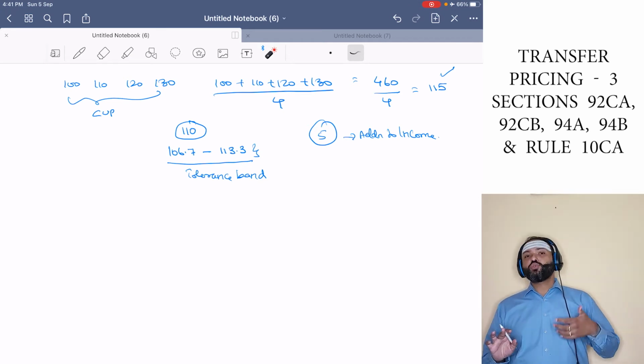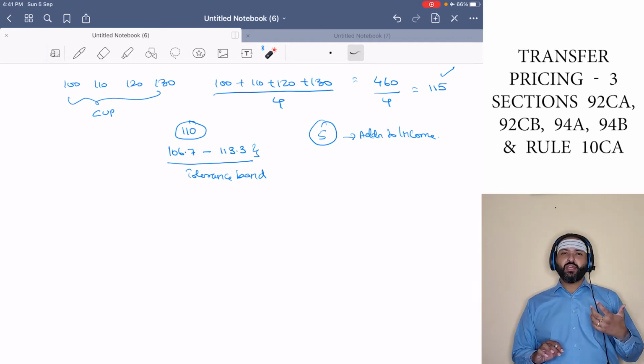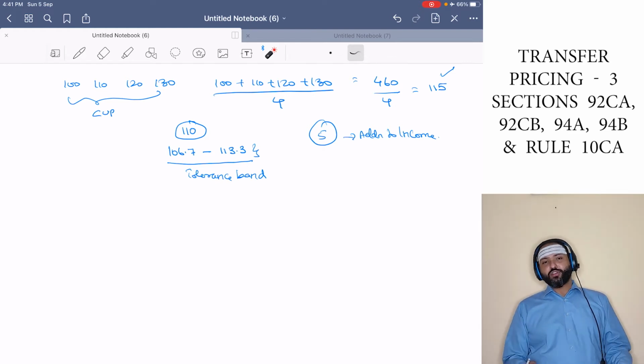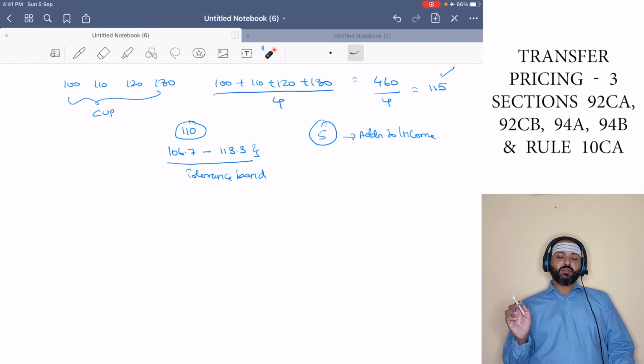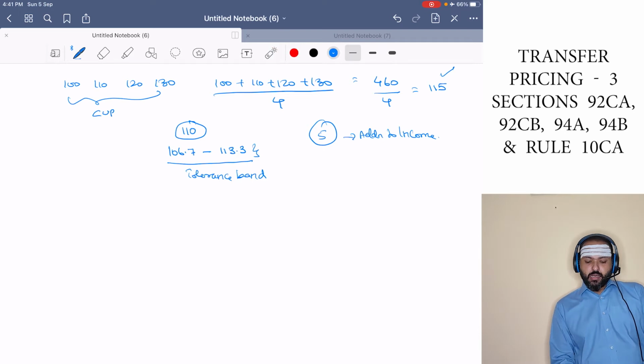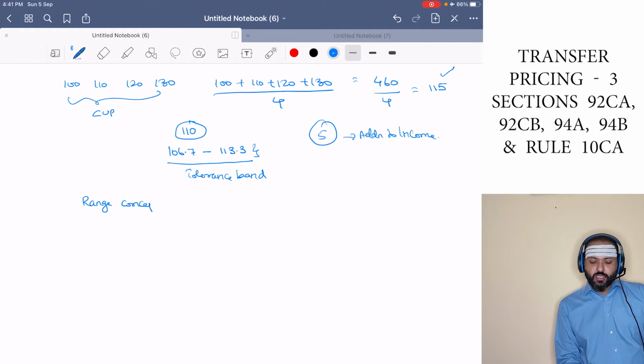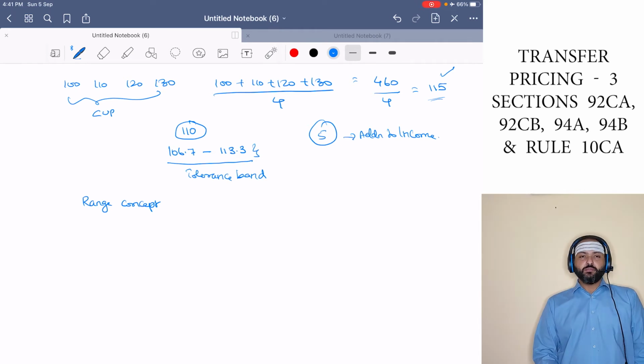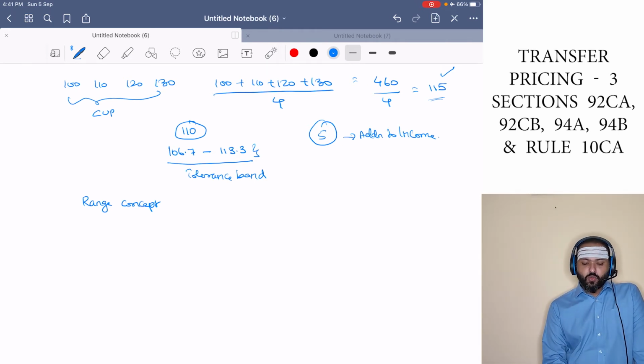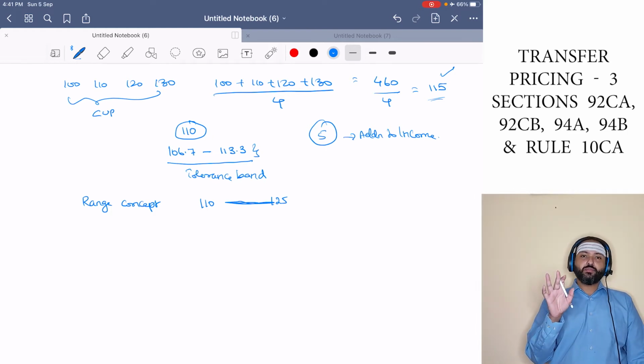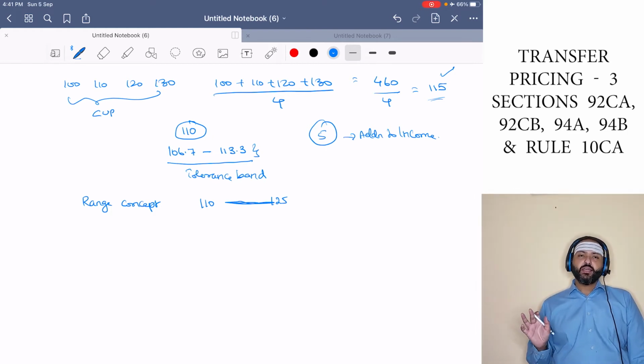But when it comes to developed countries, for example, UK, USA, or any country for that matter, they did not believe in a singular price concept or a point concept. So what they had in mind was a particular range concept. What is a range concept? Instead of telling 115 as the arm's length price, the range concept wanted to tell, if your transfer price is between 110 and 125, then it is supposed to be at arm's length. So this is what was meant by range concept.